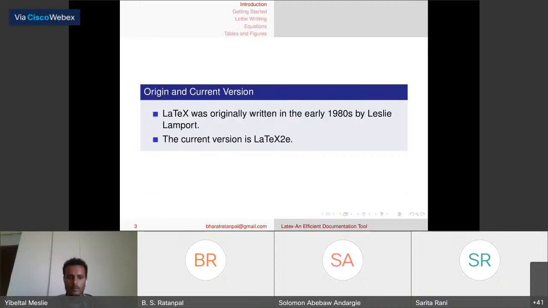This LaTeX was originally written in 1980 by Leslie Lamport, and there is a book by Leslie Lamport which you can use for further study. The current version of LaTeX is LaTeX 2e. Now, all of us are using it.